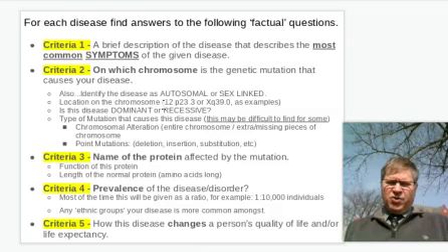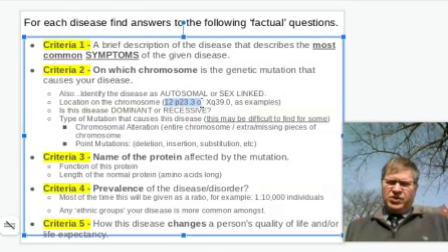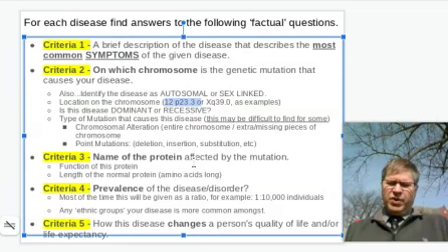Also, the location on the chromosome. When I say the location on the chromosome, for instance, you're going to see this as maybe a disorder, and it's 12p23.3.